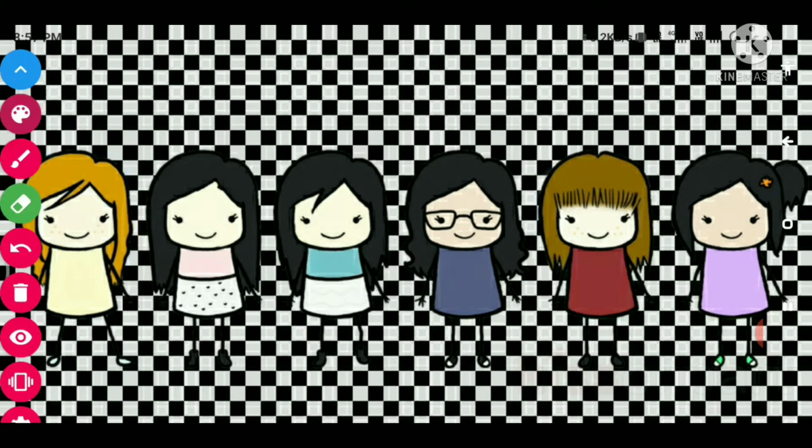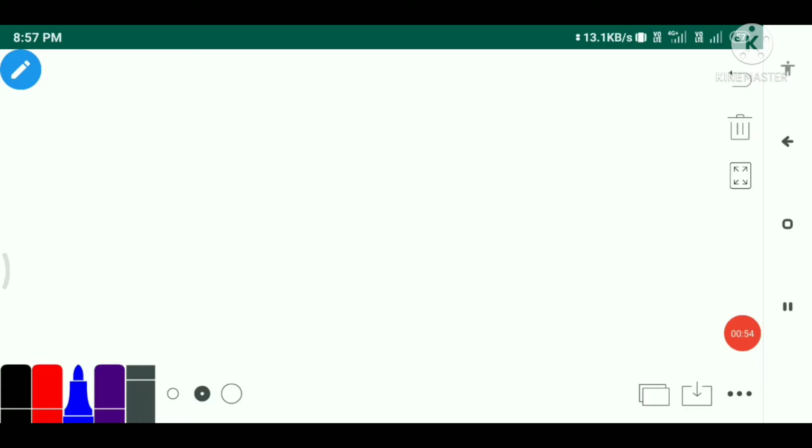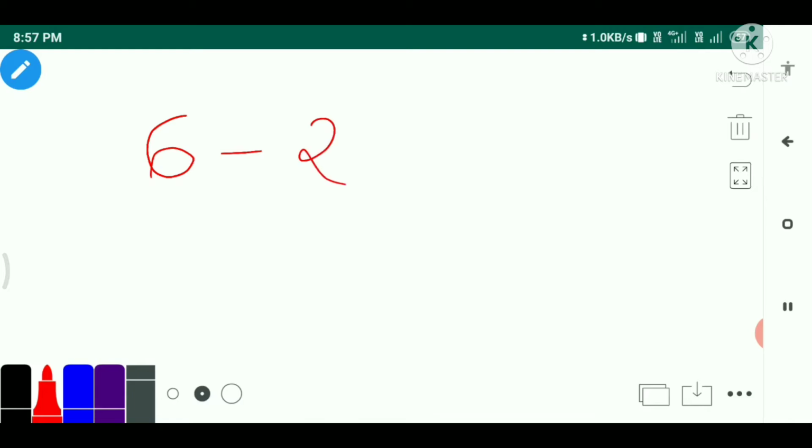So 6 girls are there and we have to subtract 2 girls from 6. How many girls will be left behind? How can we find it? By this method, that is crossing backward. So let's find it. As I said, 6 girls are there and you have to subtract 2 girls. How will we do this?